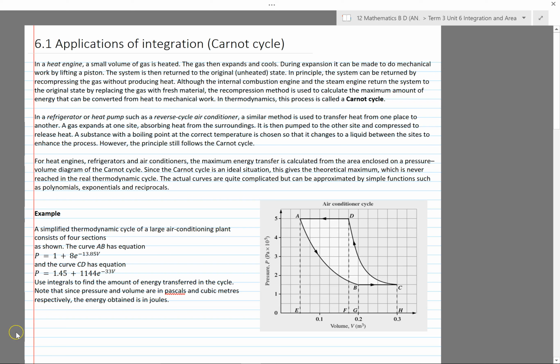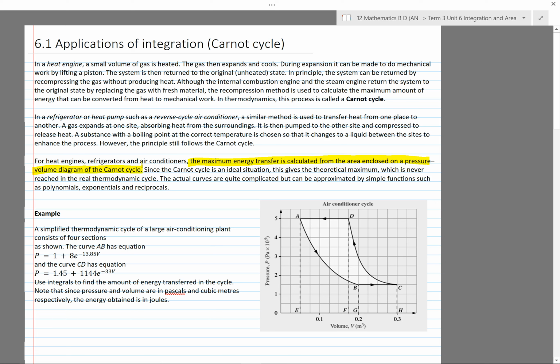Looking at a few applications of integration. For us, it's mainly to give us a context in which we can use some of our skills like area between curves. There's a whole heap of text that you can read here about how engines work and this Carnot cycle thing. The key point for us to know is the maximum energy transfer is calculated from the area enclosed by this pressure volume diagram.